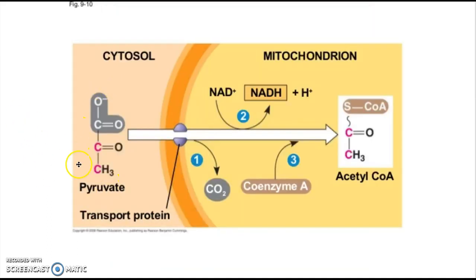So then we have those 2 pyruvates that have been made from glycolysis that, with the help of a transport protein, are going to make their way into the mitochondria. Before they can go into the citric acid cycle, however, there needs to be a little bit of processing.